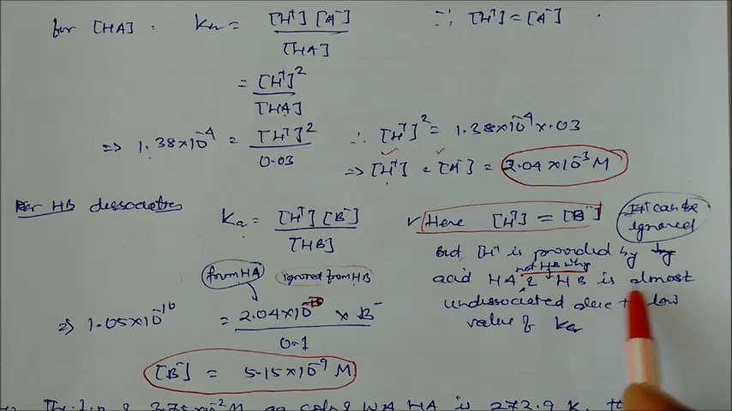Why? Because HB is almost undissociated due to the low value of K. So 10 power minus 10 is there. So K for HB is this one. This is very less, and this H plus is from the HA. This is B minus divided by 0.1. So here the concentration of B minus will be 5.15 into 10 power minus 9 molarity.